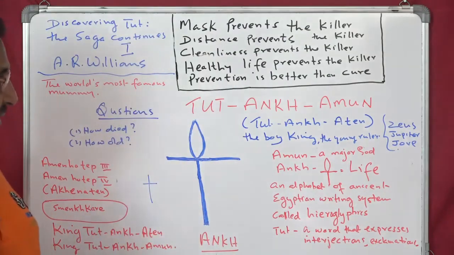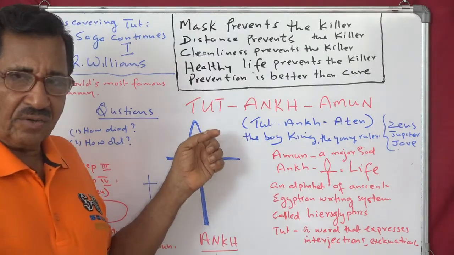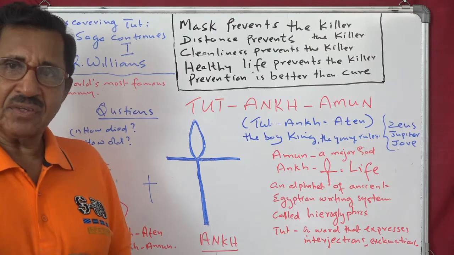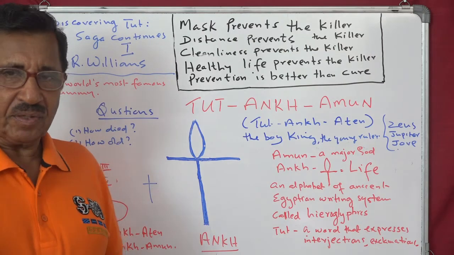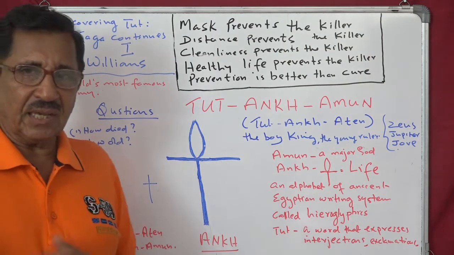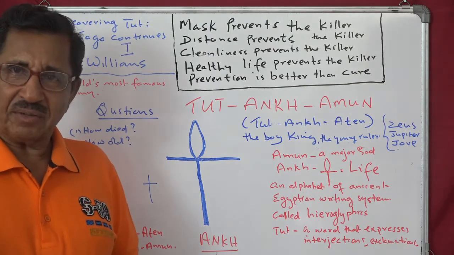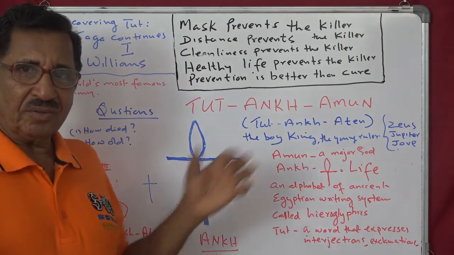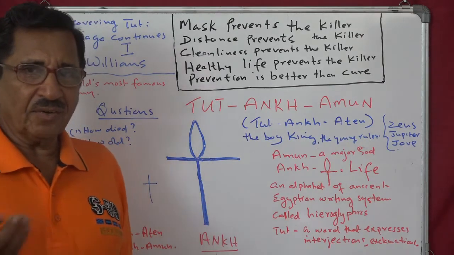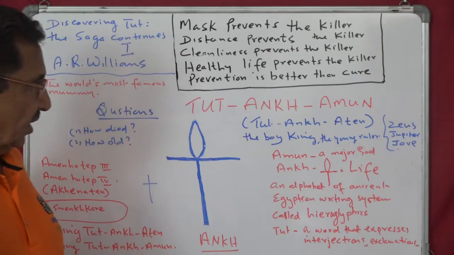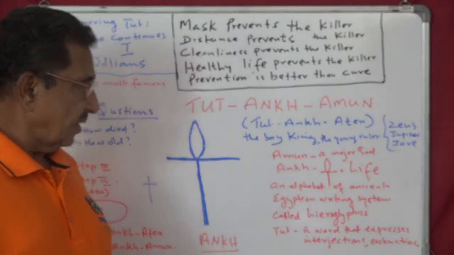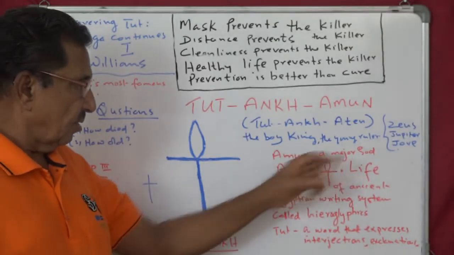Now, the English meaning you cannot apply to Tut here. The English meaning is a word that expresses interjections or exclamations. But here it is, of course, the basic name of a person, like Mathew is a man, Thomas, Tom. This is Tut. Tut ankh Amun. So I think we got the meaning of that word. He was the boy king, the young ruler. So Amun, a major god.